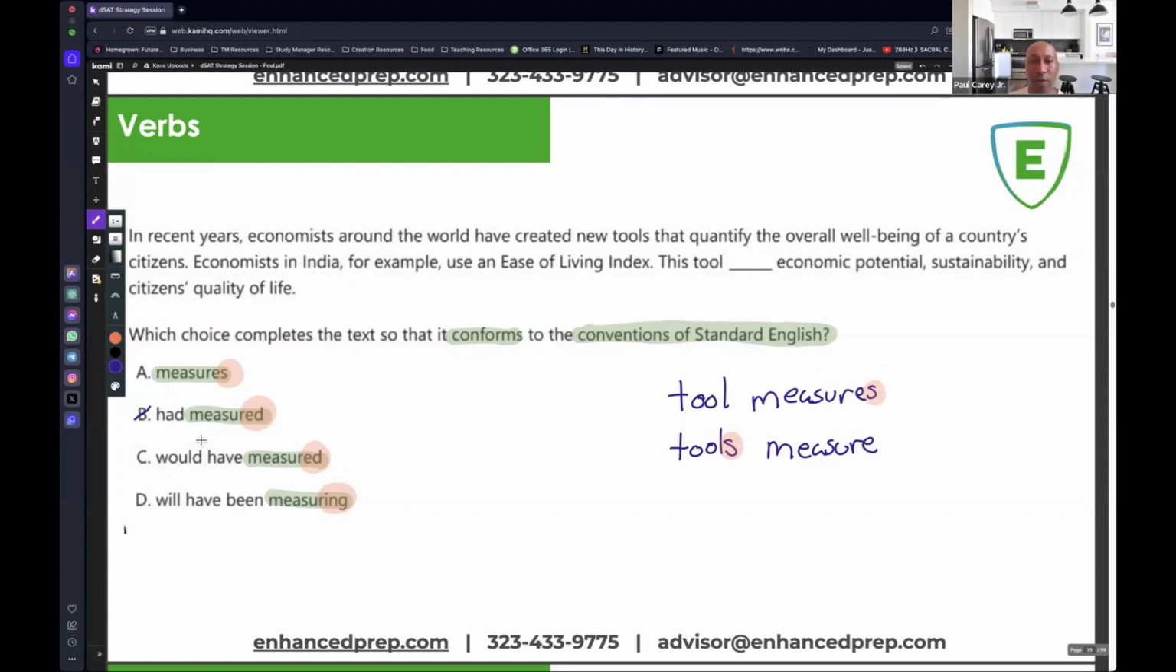"Would have measured." Well, again, it's not necessarily just something that happened in the past. It's actually something that exists, right? "Will have been measuring." That just doesn't even sound good, right? So now we're back to our answer choice of A, and then we can say this tool measures economic potential, sustainability, and the citizens' quality of life, right? Okay.